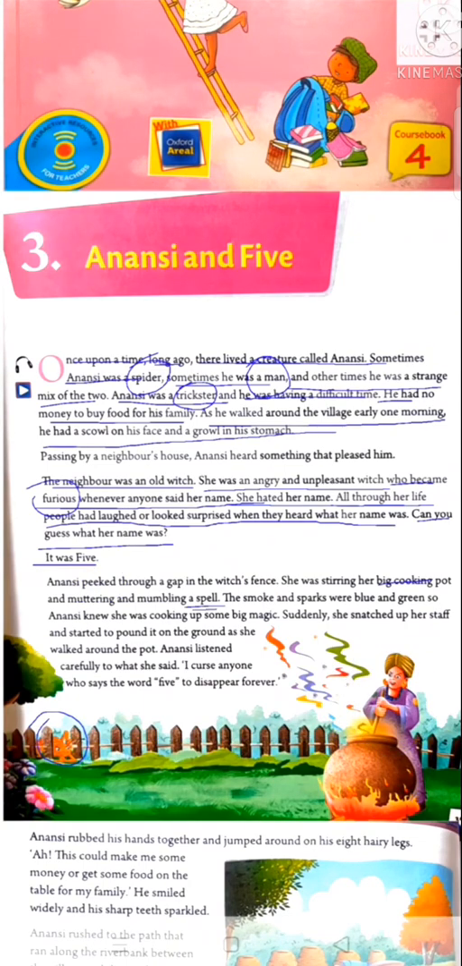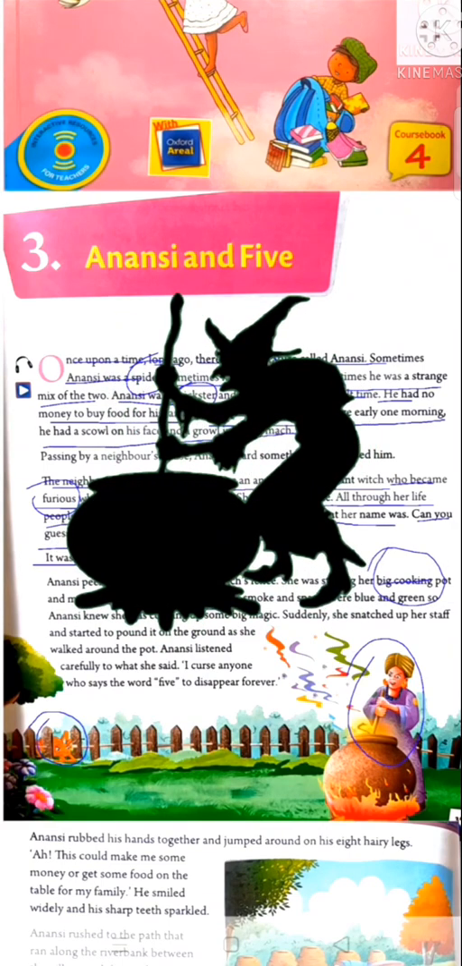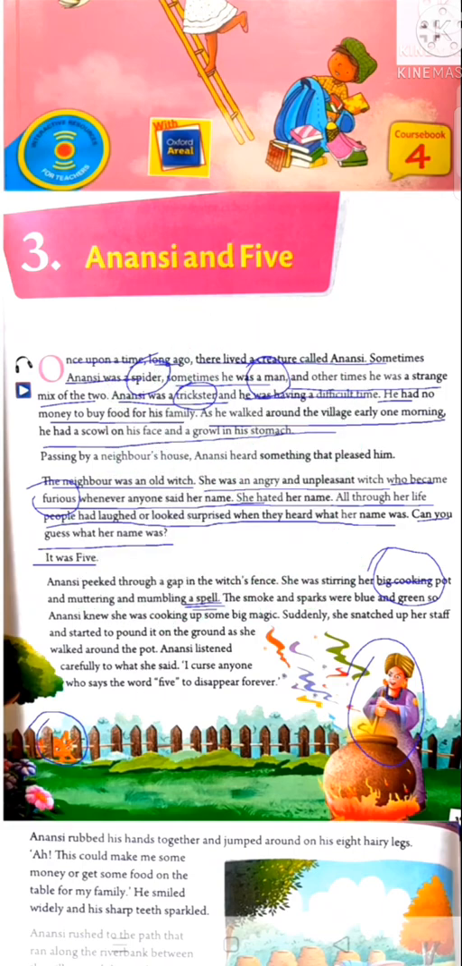On the other hand, we get to know about a witch whose name is 5, and she is stirring, meaning moving a rod in her big cooking pot, muttering and mumbling a spell. Here, spell means words being repeated over and over to get something fulfilled. For example, a priest will repeat a prayer again and again to praise God or get a wish fulfilled. Similarly, a bad person doing black magic will also repeat some words again and again and try to do something bad.